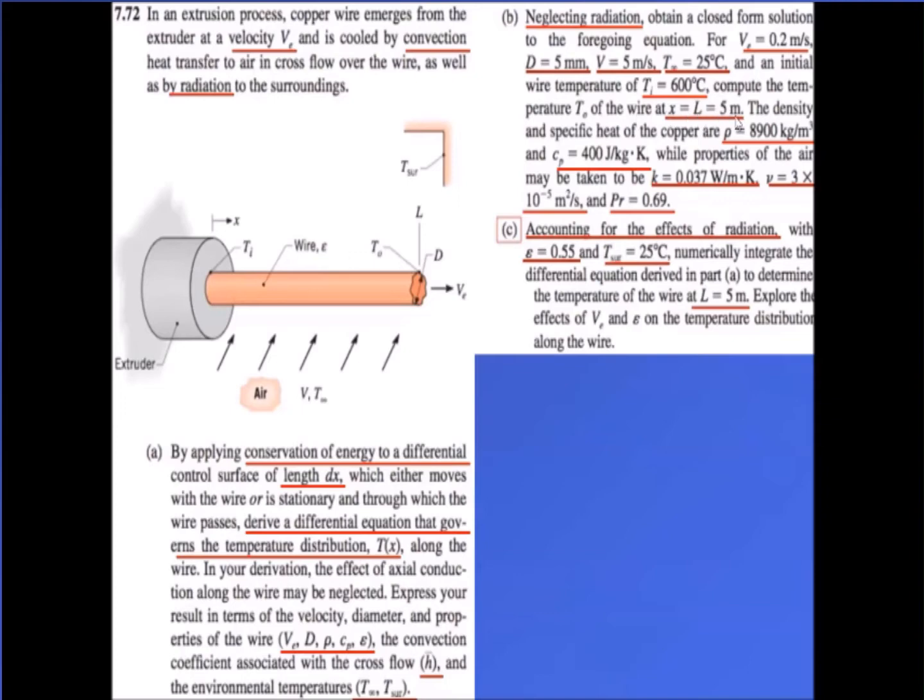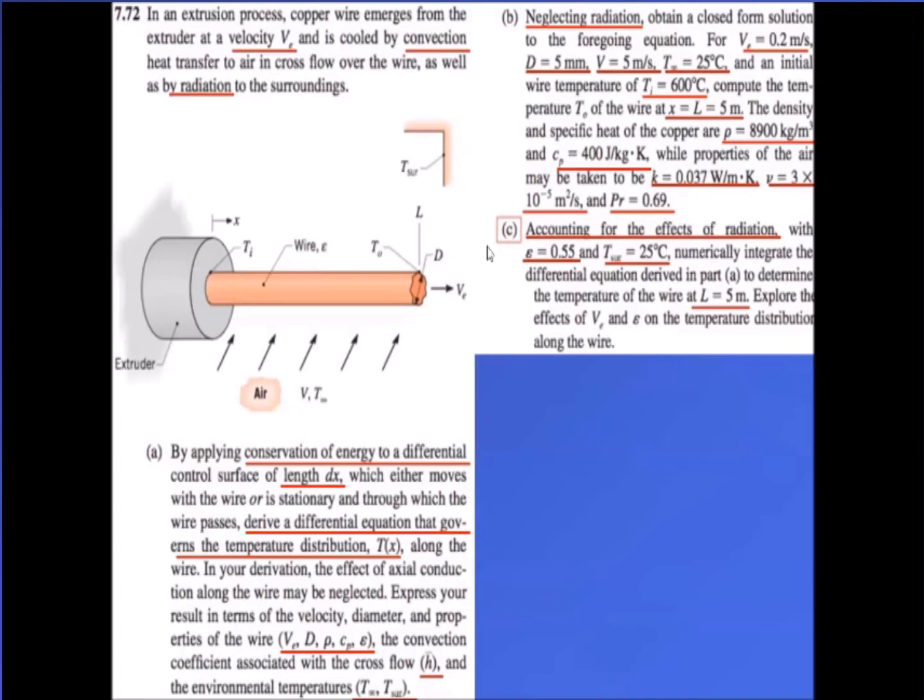Now they tell us that the density and specific heat of the copper are rho, density, equal to 8,900 kilograms per meter cubed, and our specific heat C sub P equal to 400 joules per kilogram times Kelvin. While properties of the air may be taken to be K equal to 0.037 watts per meter times Kelvin, nu equal to 3 times 10 to the negative 5th meters squared per second, and our Pr equal to 0.69.